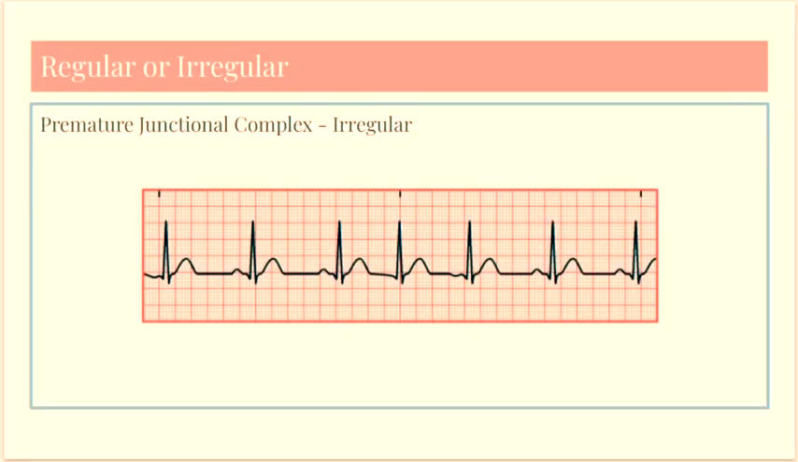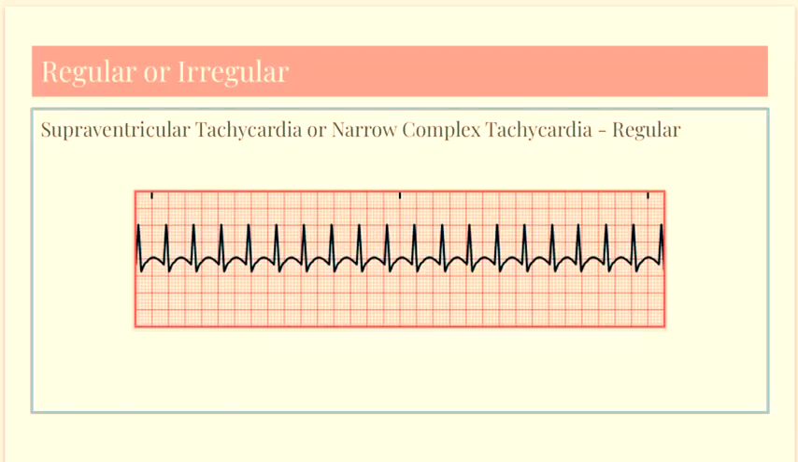The next one is premature junctional complex, and it is irregular because between the first R and the second R, there is about 5 boxes, and between the third one and fourth, there's only 3.5. The next one shows supraventricular tachycardia or narrow complex tachycardia. This shows regular because between each R interval, there is 1 to 1.5 boxes.